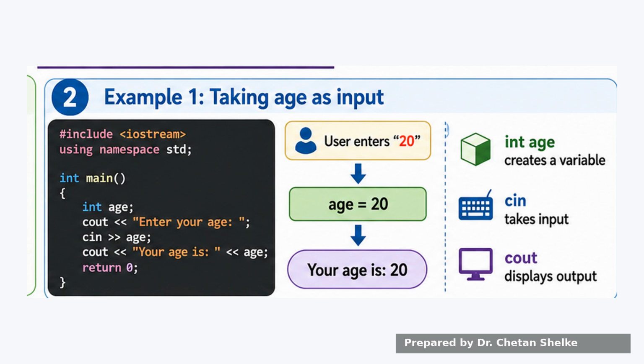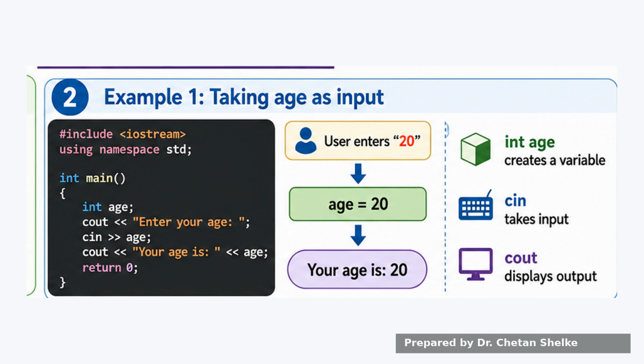Then int main, which is the start of program. Then opening brace, in that I will write int age. Then cout will display the things like enter your age. Then I have to take input as a age. So I will write cin in bracket age. Then cout I will display age.